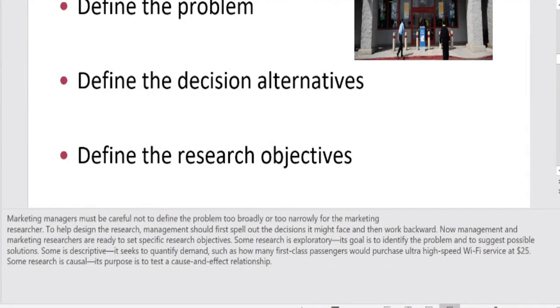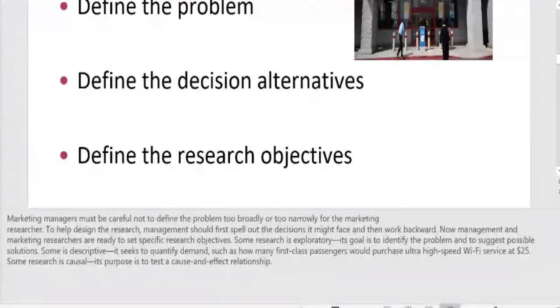We also use this in statistical terms as alpha error or beta error, but we'll look at these aspects when we discuss the marketing research process. I would not load you with all that information as of now, but defining the problem is a very important aspect, and it helps to design the research. Management first spells out the decisions that they may face, and you can always try to work backward.